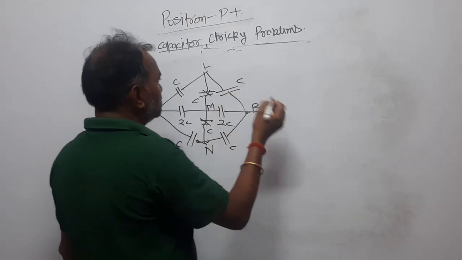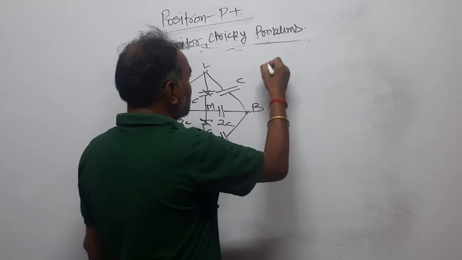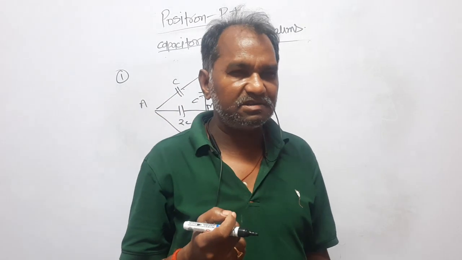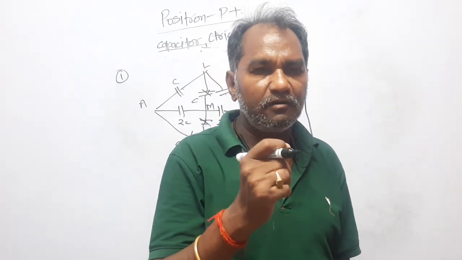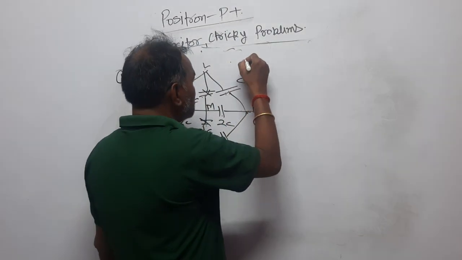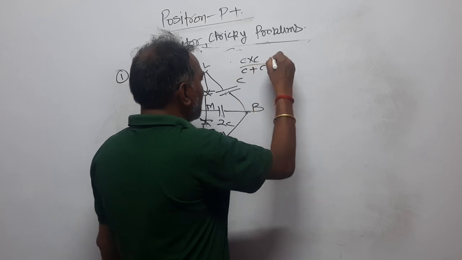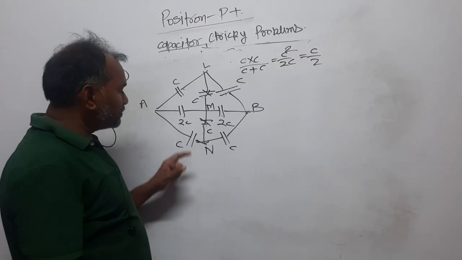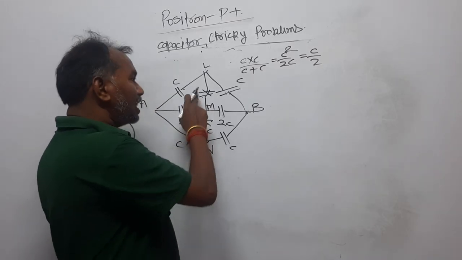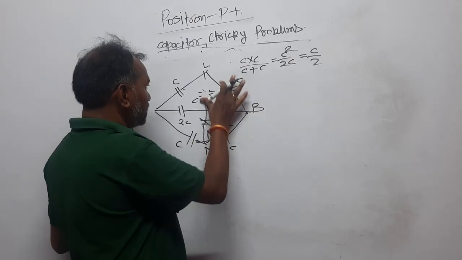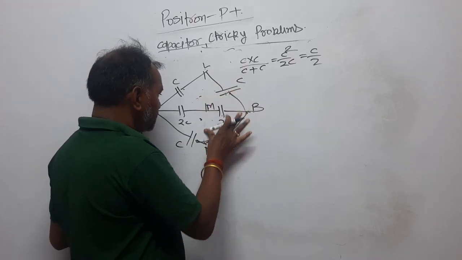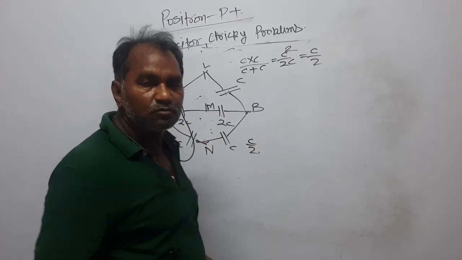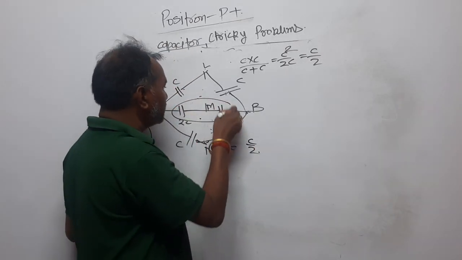Now this C, C is in series, so find the equivalent capacitance. If there are two capacitors of equal capacitance and they are in series, then their equivalent will be half, or you can solve like this: C into C upon C plus C, that becomes C square over 2C, or you might write C by 2. Similarly, this C, C is again in series, these two I have removed because they are not going to work. Now this C, C has equivalent capacitance C by 2, and this 2C, 2C is again in series and their equivalent will be C.